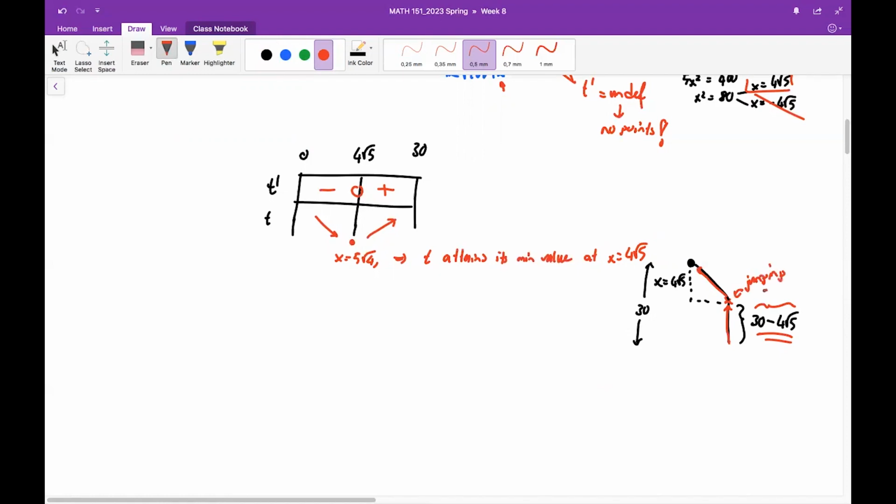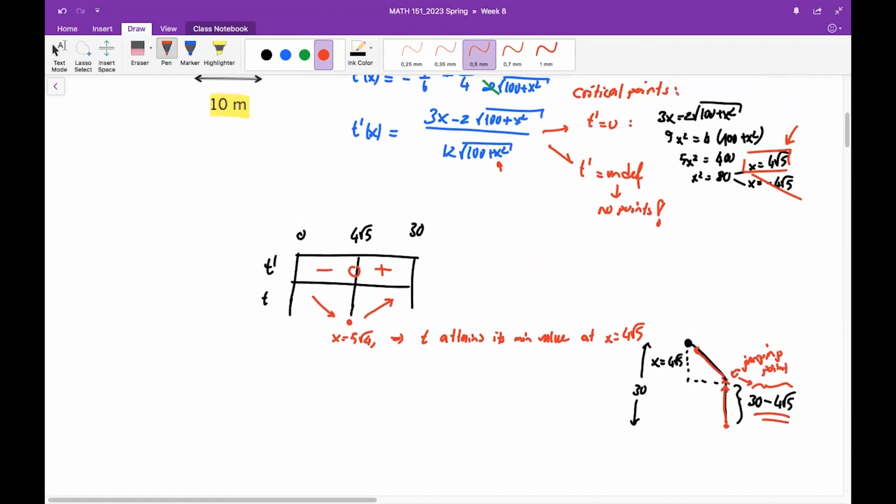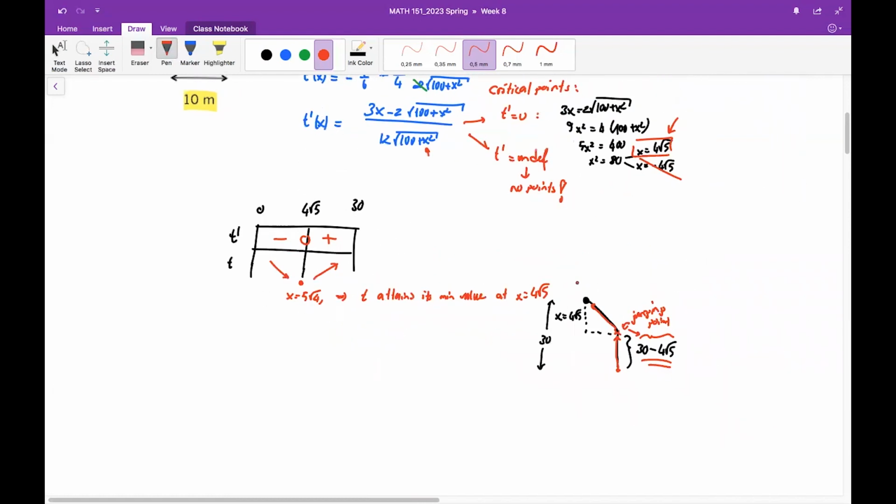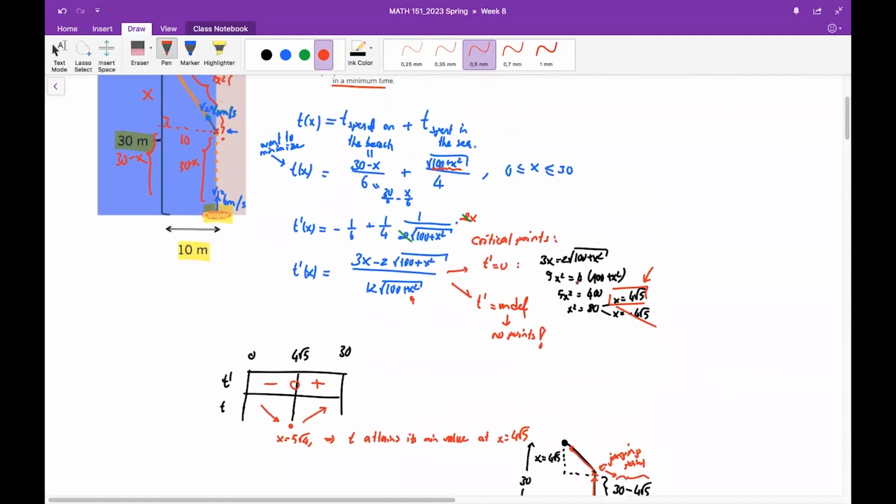Jumping point should be right at this distance from the starting place. Okay, so that's it. Let me just go over the steps.